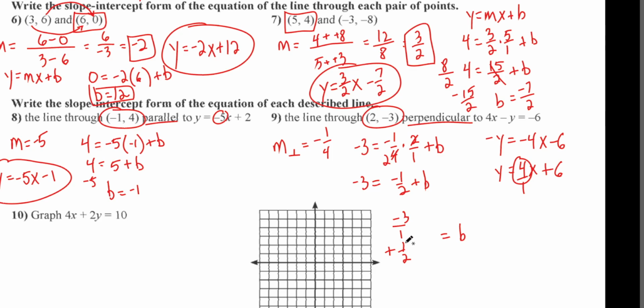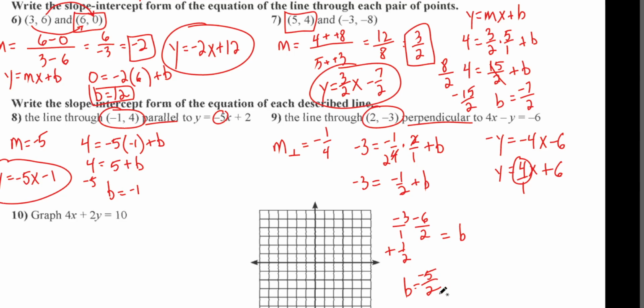In order to add those together, what do I need to do? Find a common denominator. And just like the other one, the denominator is 2. So what's this though? 1 times 2, negative 3 times 2 is negative 6. So now I can add these together. Negative 6 over 2 plus 1 over 2 is what? Negative 5 over 2, and that's what b is equal to.